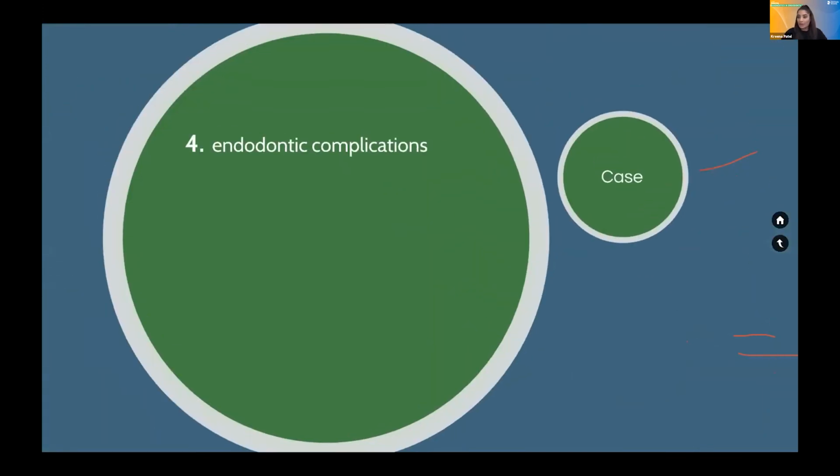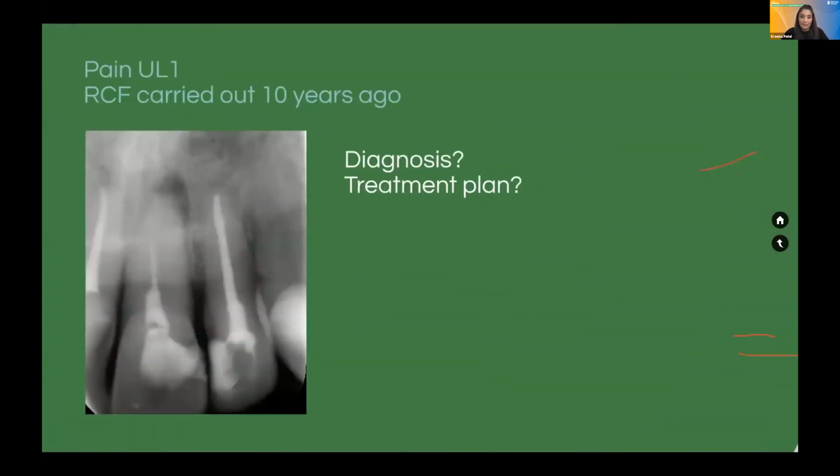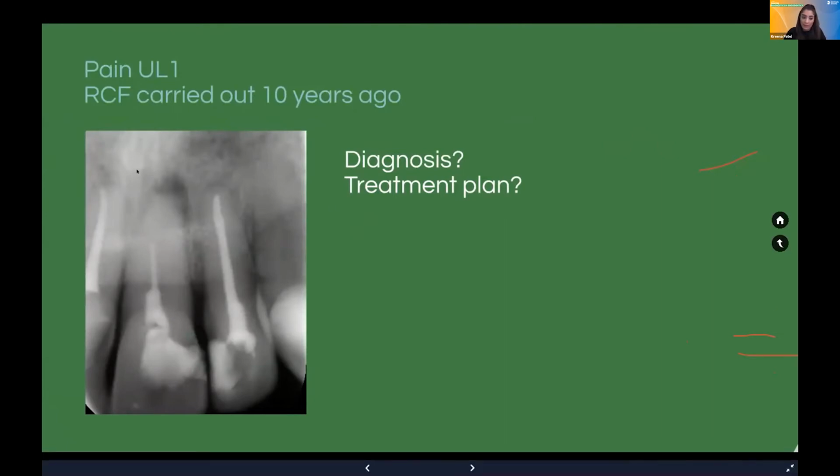Moving on to the benefit of cone beam with endodontic complications. So this was a patient that was referred to me for the root canal treatment of upper left 1. He had the treatment done many years ago, but he was now developing problems with it. So immediately when we look at the cone beam with the periapical radiograph, we can see that the root filling is slightly off course.